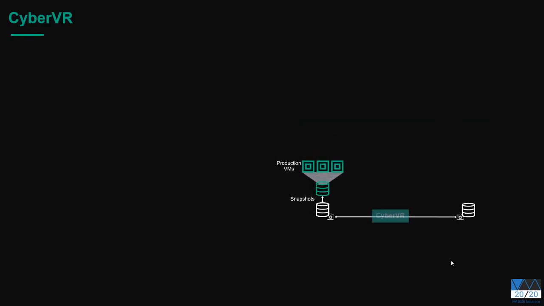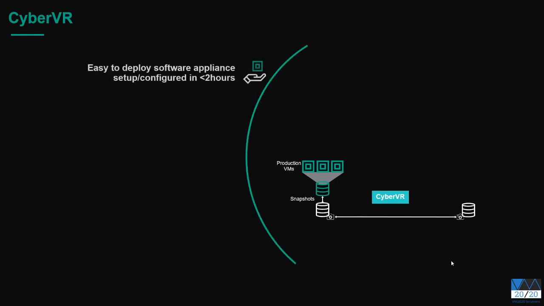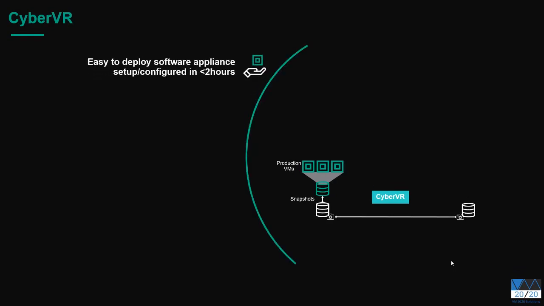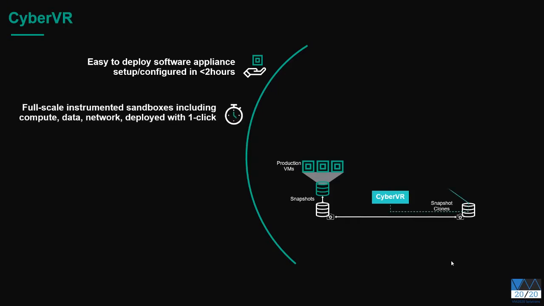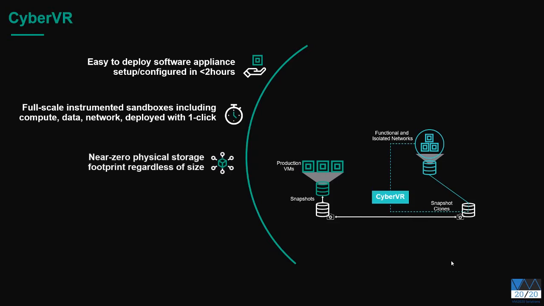CyberVR is a software appliance deployed and configured in under 2 hours that natively integrates into your VMware and storage environments. It auto-discovers VMs and their protection schemas to allow you to create a fully instrumented sandbox within a single click. The sandbox is created by leveraging efficient snapshot clones on existing snapshots, ensuring that the VMs are exact copies of production and the snapshots are not modified, but they are provisioned within minutes and without physical storage capacity.